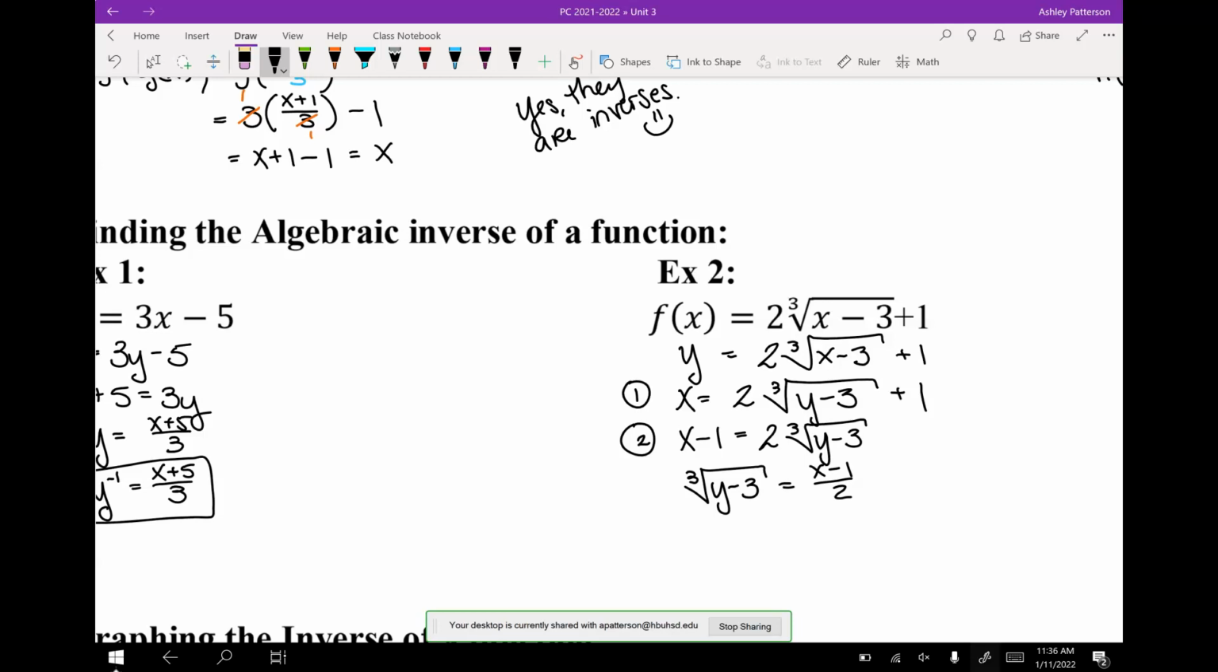How do I get rid of a cube root? Cube it! All right, so y minus 3 is equal to x minus 1 all over 2 cubed. And the question arose in first period about, well, should I multiply that out? Oh, no. Please do not. Unless you're really super bored and have nothing better to do. But realistically, if I asked you to graph a cubic, I'm giving it to you in that form. I'm not going to give it to you in standard form, so leave it as is.